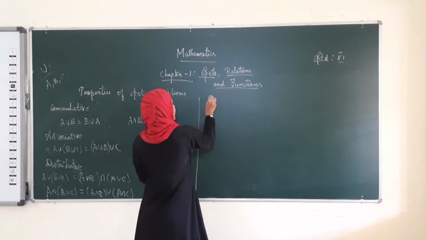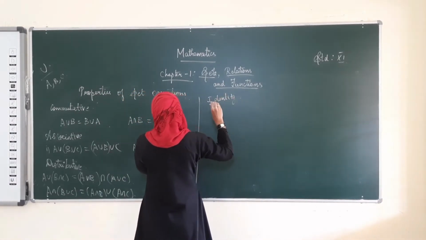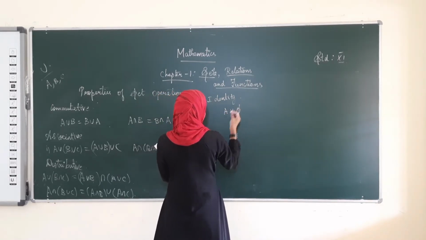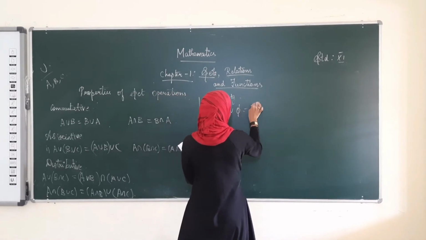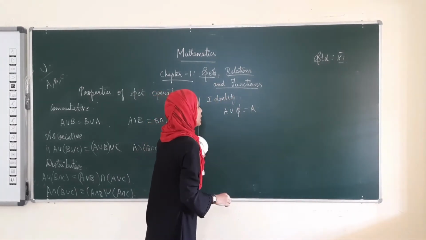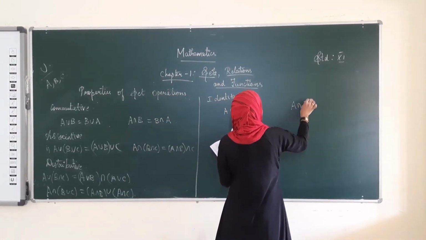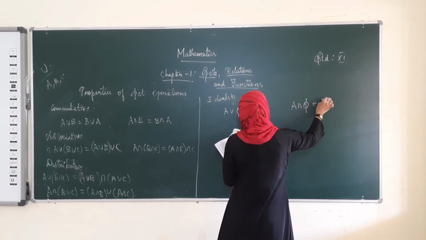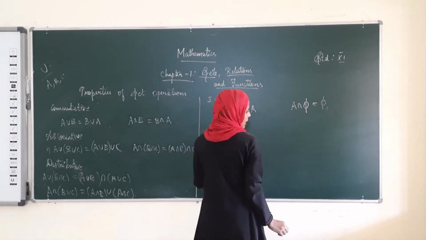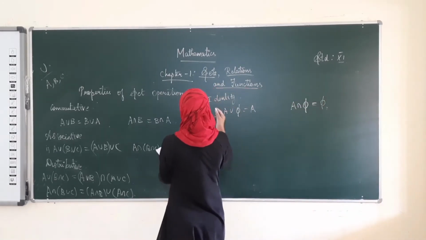Next is identity. A union empty set will be equal to A. When we take union of A and the empty set, it will be A alone. Then A intersection empty set will be equal to the empty set. There are no terms in common, therefore empty set. This is the identity law.